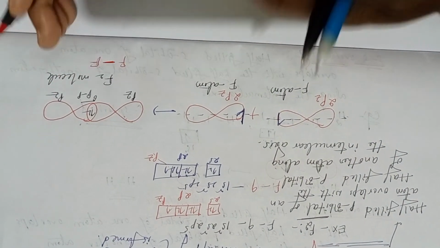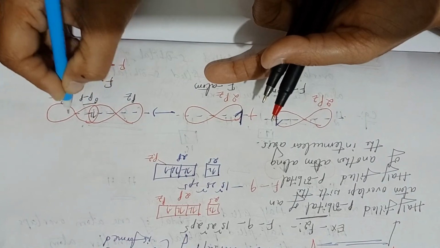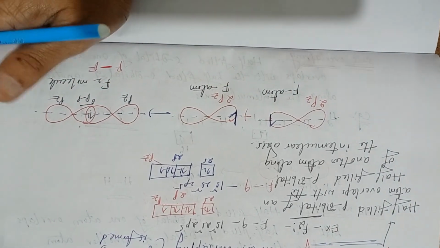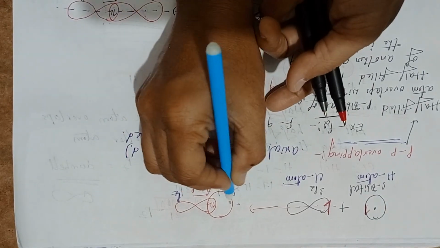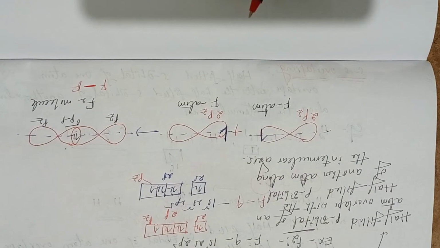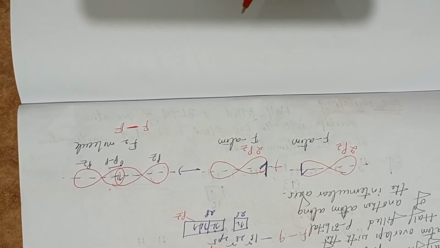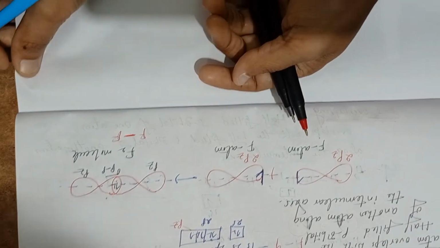This is the axial overlapping. This overlapping is taking place along the internuclear axis. That's why we call it a sigma bond. Along the internuclear axis, sigma bond is formed. Then we call it which bond, students? Sigma bond. Clear? This is p-p type of overlapping, students. This is axial overlapping. Now I am going to discuss the lateral overlapping, p-p overlapping.